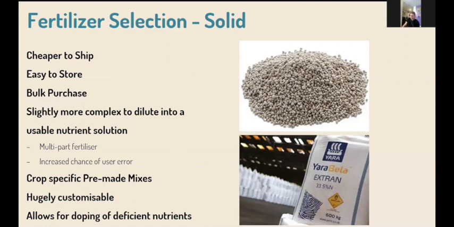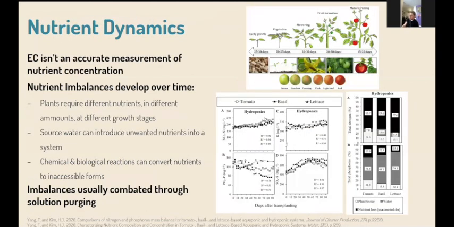Another great thing about solid mixes is they allow for doping of nutrients. So if you buy an 8-part mix and you notice your system is low on potassium, you can actually dope it with a specific potassium mix to increase the amount in there and stop imbalances happening. So I'll cover imbalances and dynamics and why they happen in your systems now.